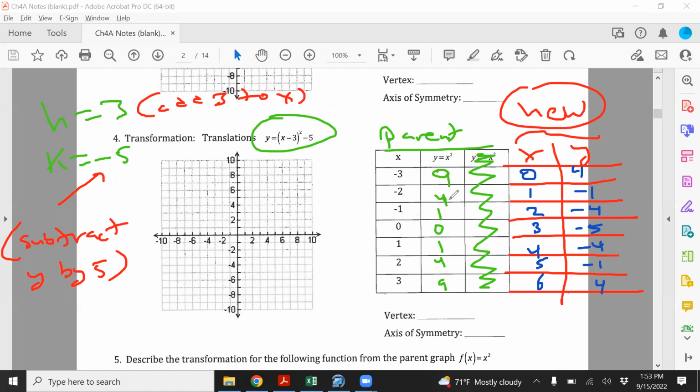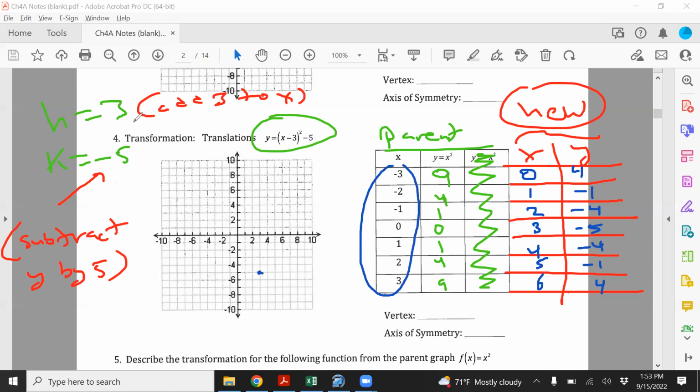Wait, so you subtract it from the original one? Right, from the original one, yes. What I did was subtract 5 from y and add 3 to x. These were the original y values right here. One of the coordinates is 3, -5. That's our vertex. I took these x's and added 3 to them.